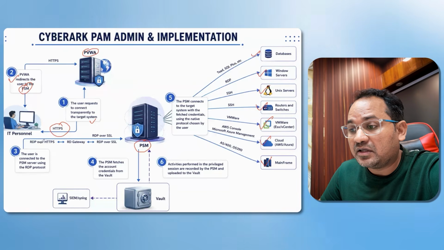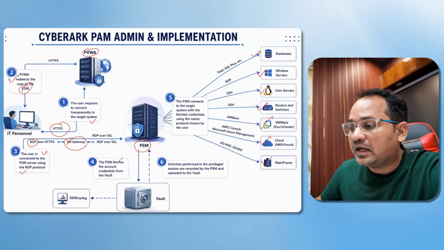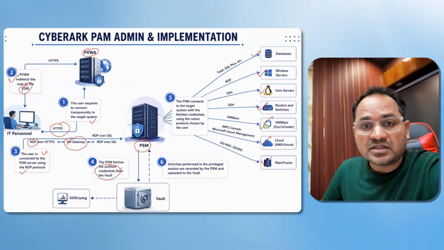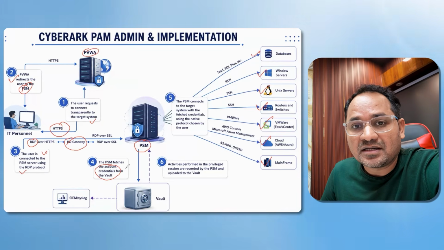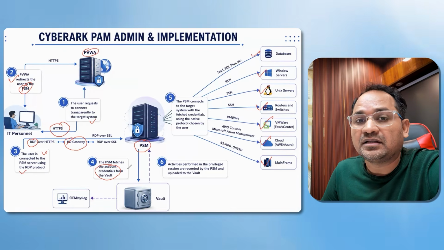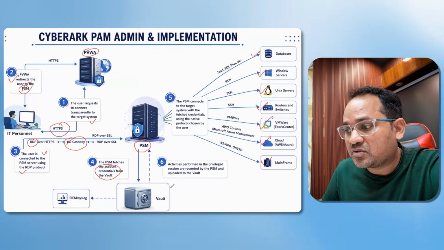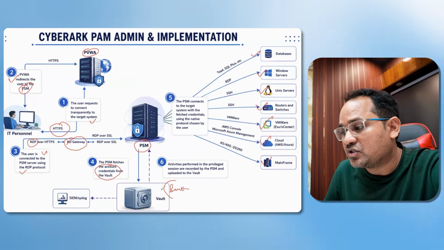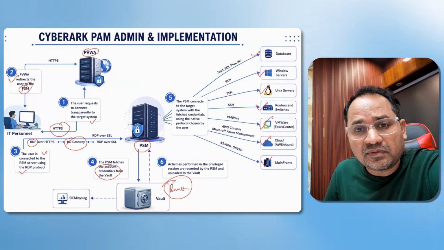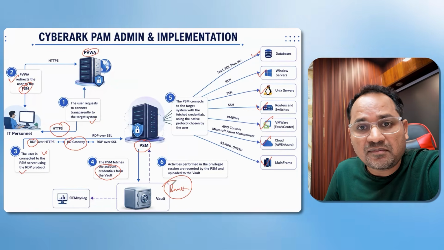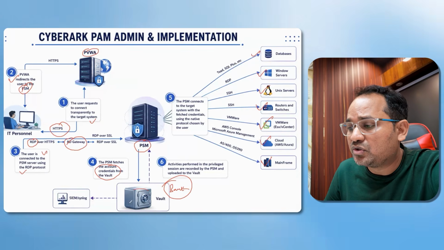You can see your request, like RDP over HTTPS, goes through the gateway, and the user is connected to the PSM server using the RDP protocol. After that, the PSM fetches the account credentials from the vault. Understand the vault as account lockers sitting in a bank. This is your digital bank for credentials. Here we have the different accounts, the safes, and the credentials, and everything is stored here.